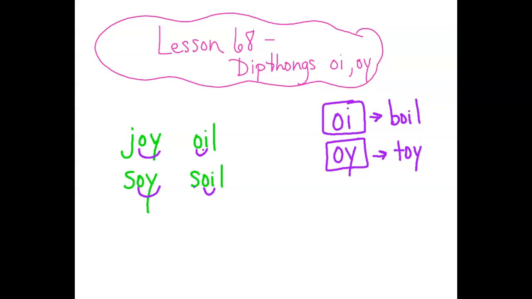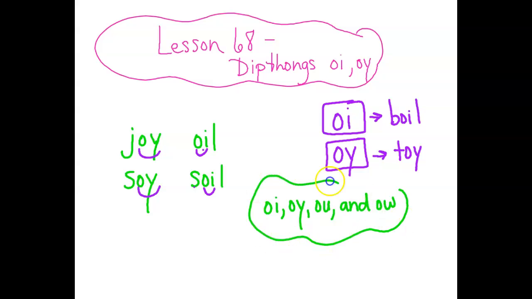Now we have learned about 4 diphthongs that have 2 different sounds. Who remembers the 2 diphthong sounds that we have learned? O-I and O-W. Remember those? Who remembers the 4 diphthongs we have learned all together? We'll write them up here. We've learned about O-I, O-Y, O-U, and O-W. All right, so these are the ones we've learned about.